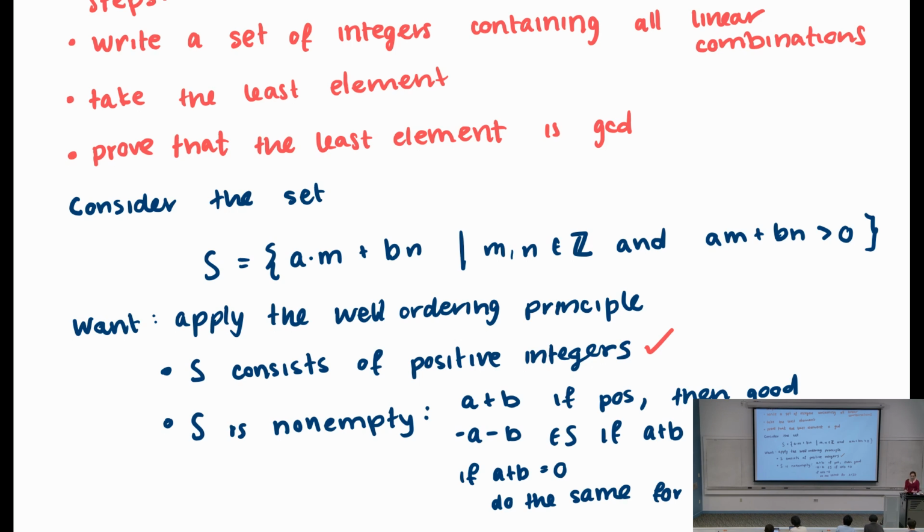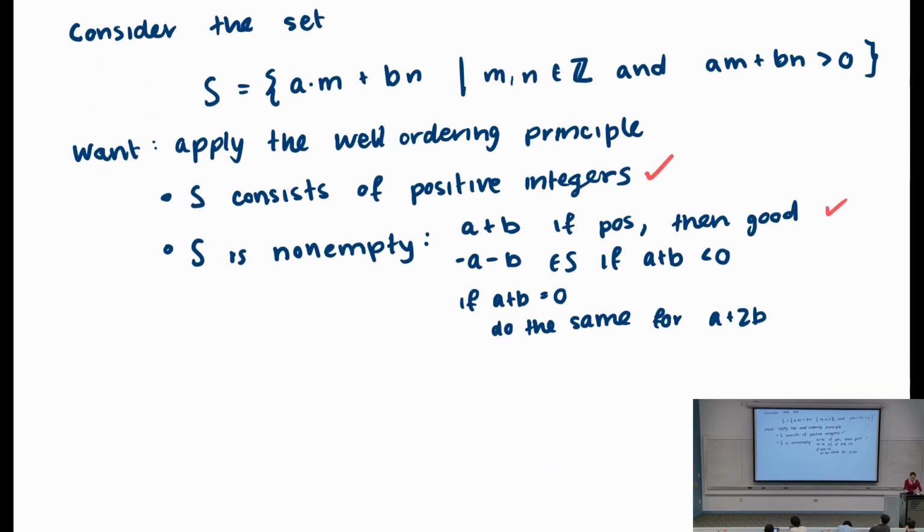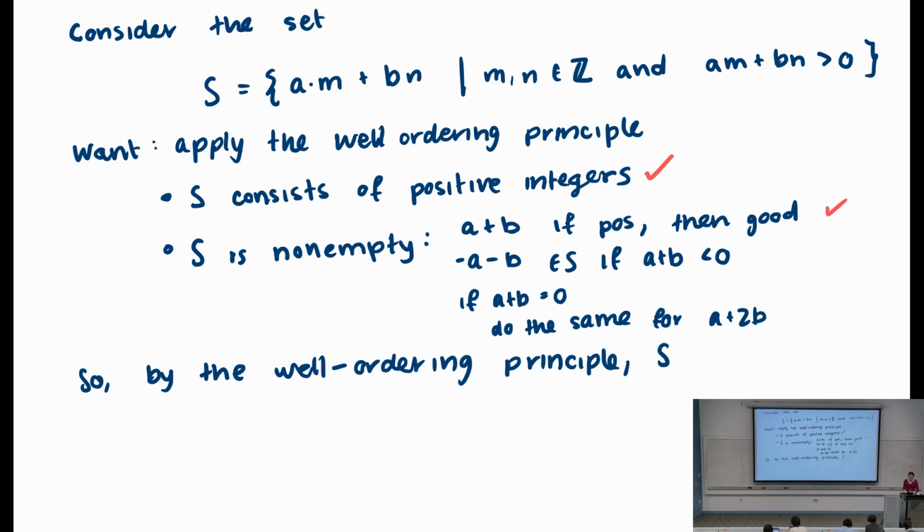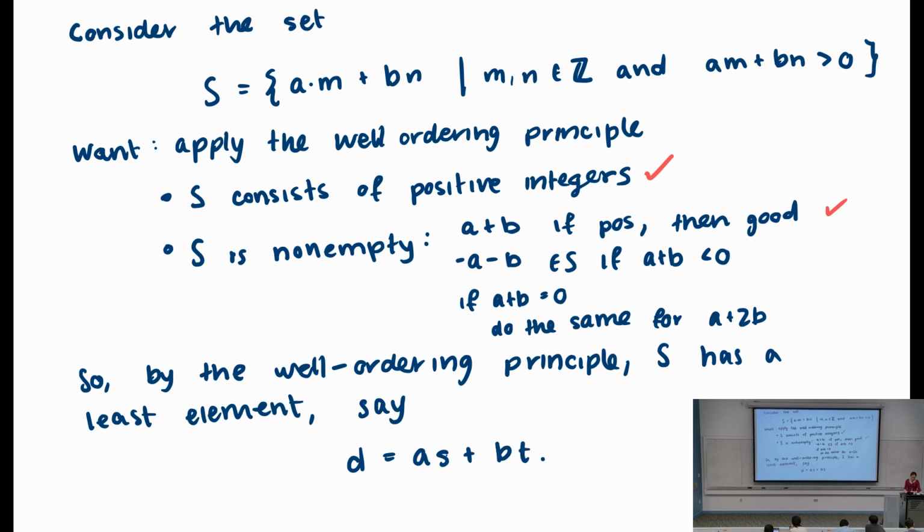Okay, do we believe that S is non-empty? Okay, so we're good on this. Okay, so now we can apply the well-ordering principle. So by the well-ordering principle, S has a least element. And let's say that this is called D, and that D is written as AS plus BT.